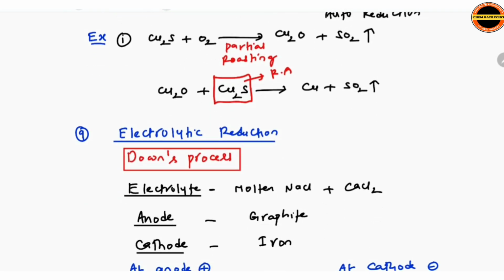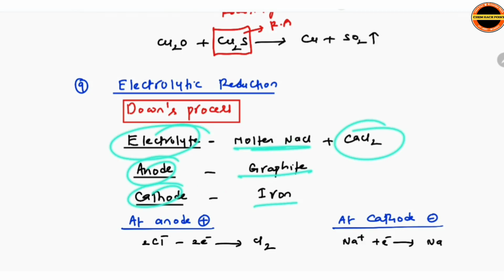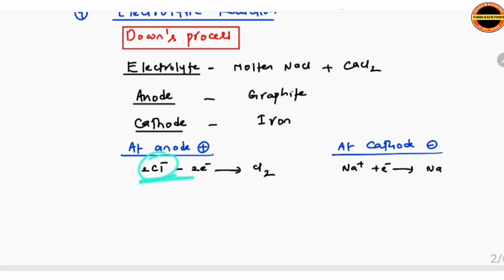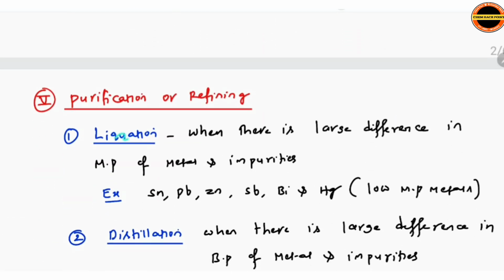Electrolytic reduction, Downs process. Here the electrolyte is molten NaCl plus CaCl2, the anode is graphite, the cathode is iron. Anode reaction: anions move towards the anode, lose electrons and form Cl2 gas. At the cathode, Na+ gains an electron to form Na. That is the Downs process. Now, purification or refining.